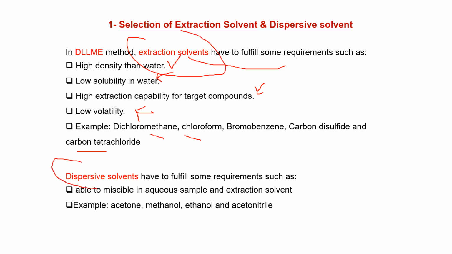Okay, now the dispersive solvent is very important as well. It must be miscible in the aqueous sample, and it must also be miscible with the extraction solvent. So the good candidates are acetone, methanol, ethanol, and acetonitrile. In this case, acetone can be used because it will not be volatilized easily as compared to the extraction solvent, which is in very high amount.